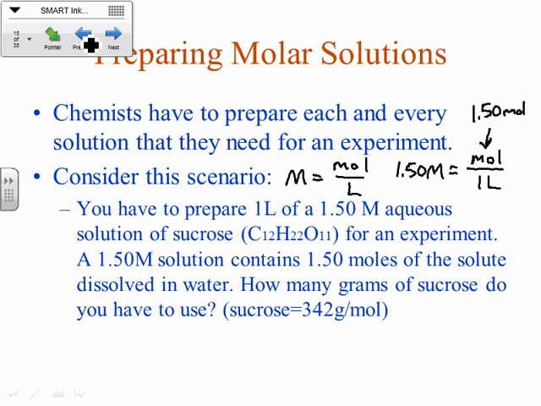So if I have a 1.50 molar solution and I'm trying to make 1 liter of it, then it takes 1.50 moles in 1 liter to make that solution. So I need 1.50 moles of the solute dissolved in the water. Then the question is, how many grams of sucrose would we need to use here? And they're giving you the molar mass of sucrose, 342 grams per mole.